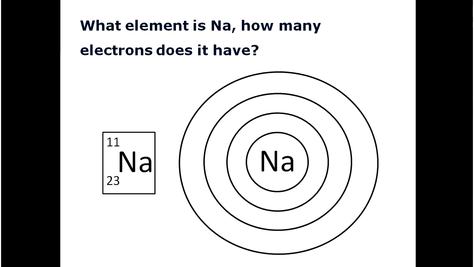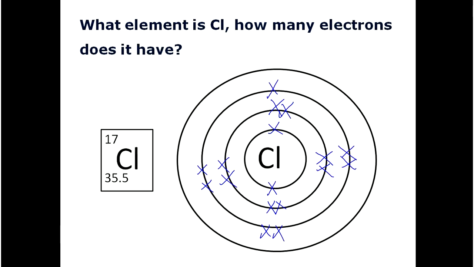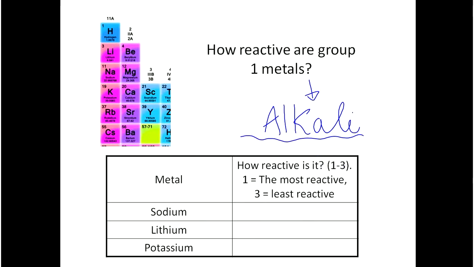What element is Na? How many electrons does it have? It has 11 electrons because the atomic number is 11 at the top. And Na stands for sodium. What element is Cl? How many electrons does it have? Cl has 17 electrons and Cl stands for chlorine.